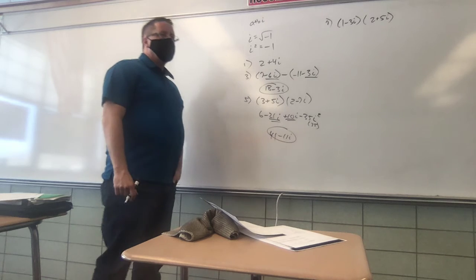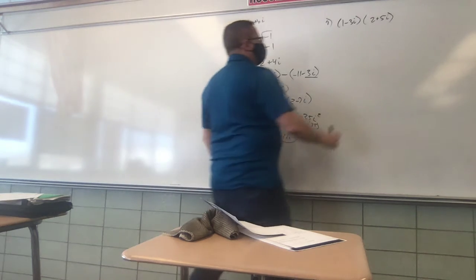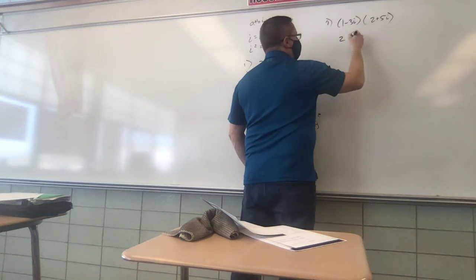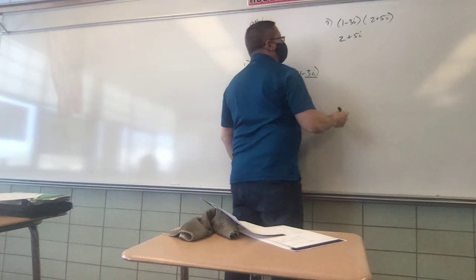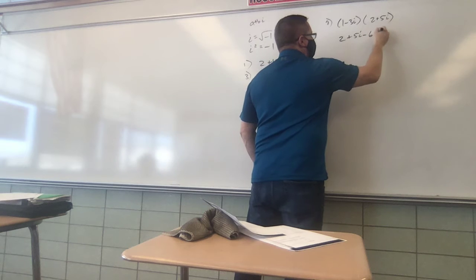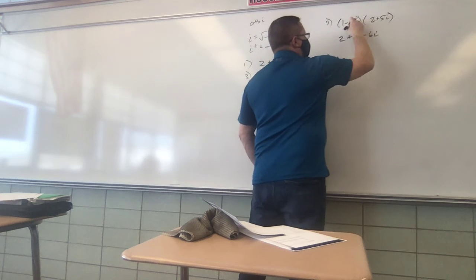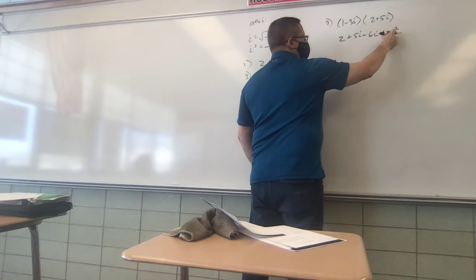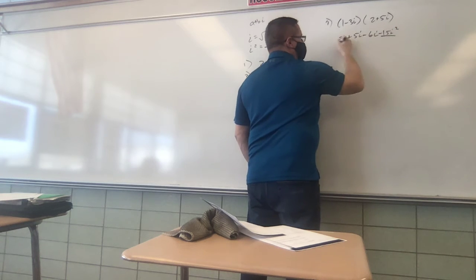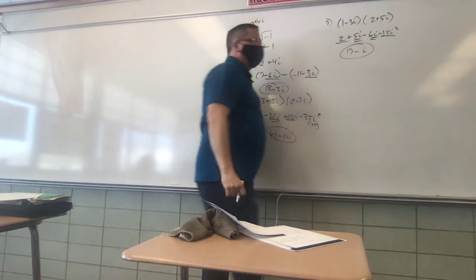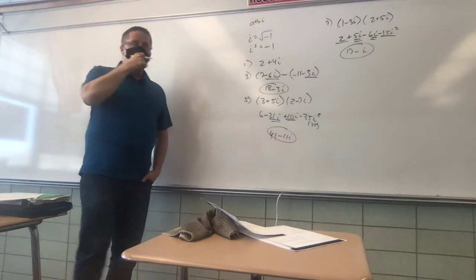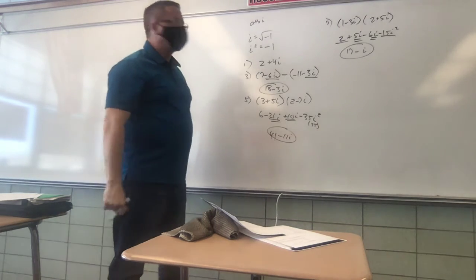Okay. Your firsts are 1 times 2. Your outers is 5i times 1, which is 5i. Your inners are 2 times negative 3i is negative 6i. And your last, 5i times negative 3i is negative 15i squared. Remember, I squared is negative 1, which makes that positive 15. 15 and 2 is 17. 5 and negative 6 is negative 1i. So 17 minus 1i. Big question on that one. You're just FOILing and remembering that I squared is negative 1.